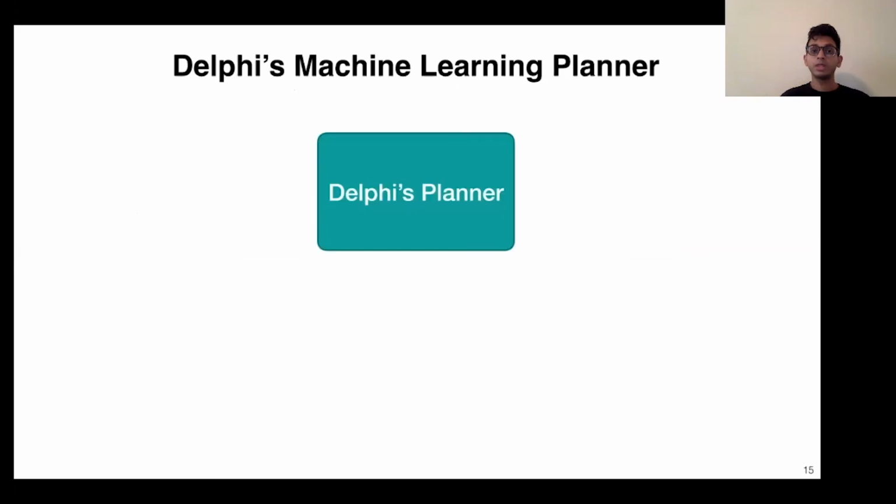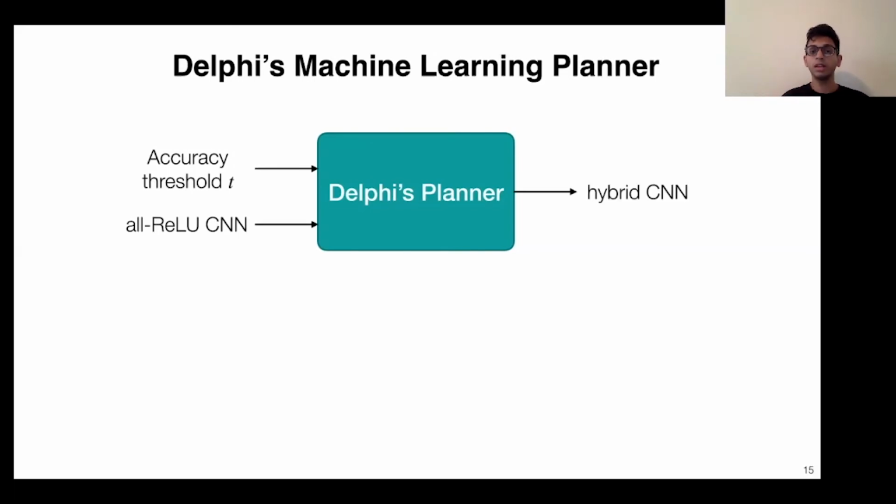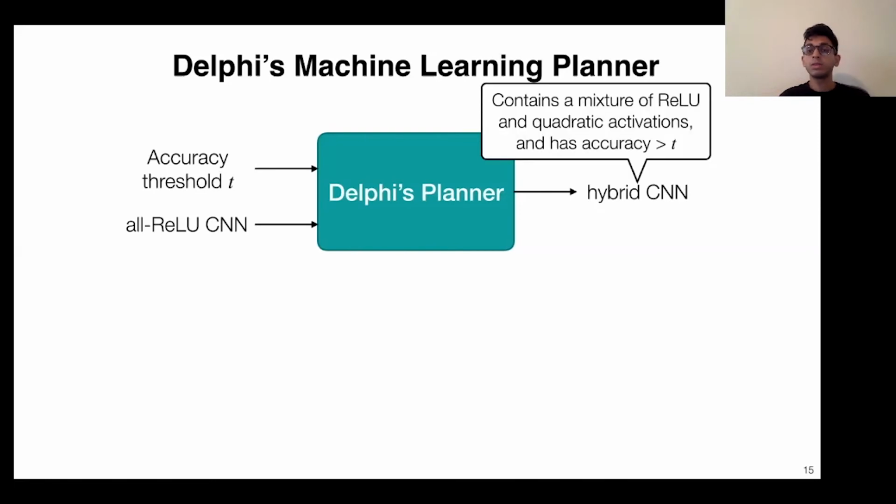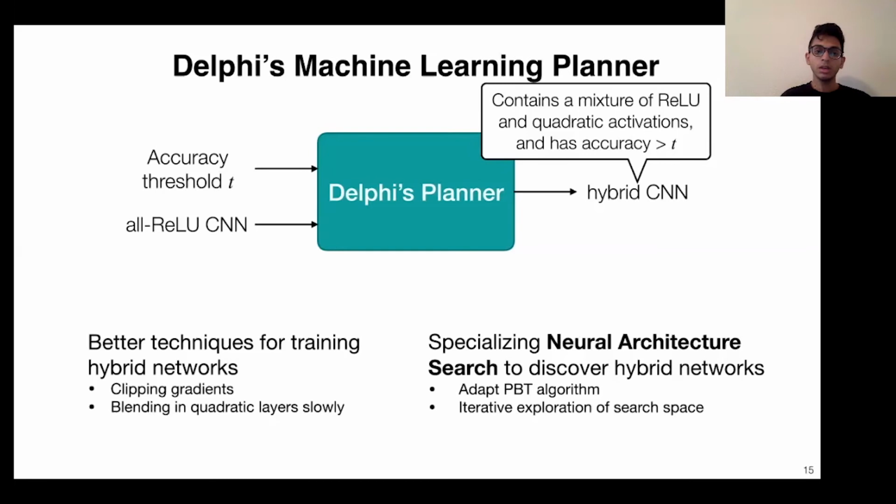In more detail, we develop a machine learning planner that takes in some accuracy threshold T and an already trained all ReLU network and outputs a hybrid network which contains a mixture of ReLU and quadratic activations while ensuring that the accuracy is T. The goal of the planner is to maximize the number of quadratic activations and thus maximize the efficiency in the 2PC cost model while ensuring that the accuracy is maintained. We achieve this via a combination of better techniques for training hybrid networks, as well as for adapting neural architecture search to discover these hybrid networks more efficiently. For more details, please see the paper.